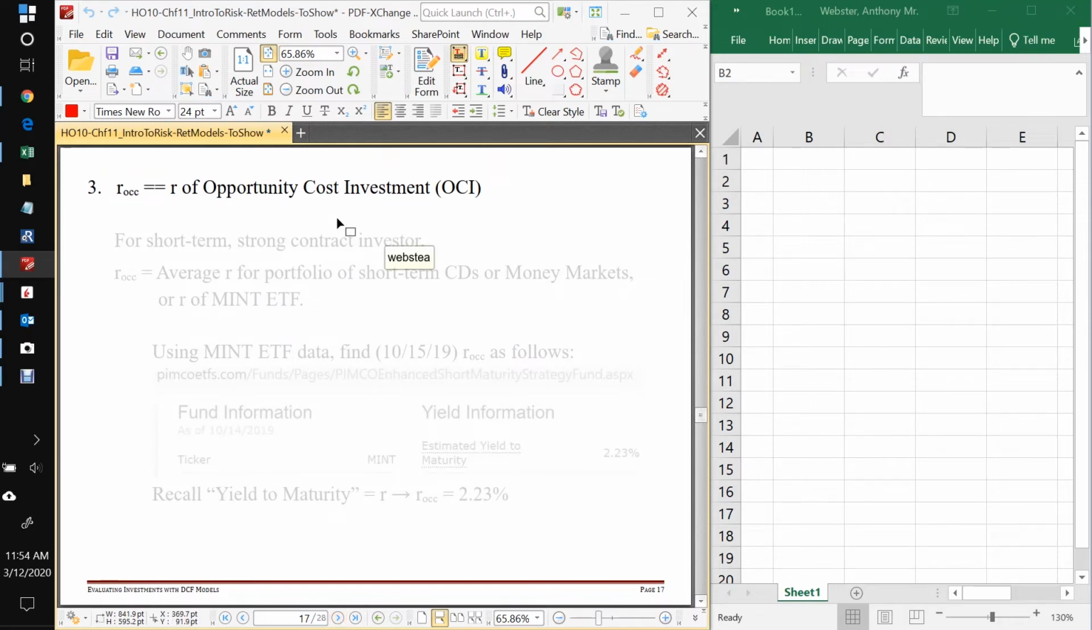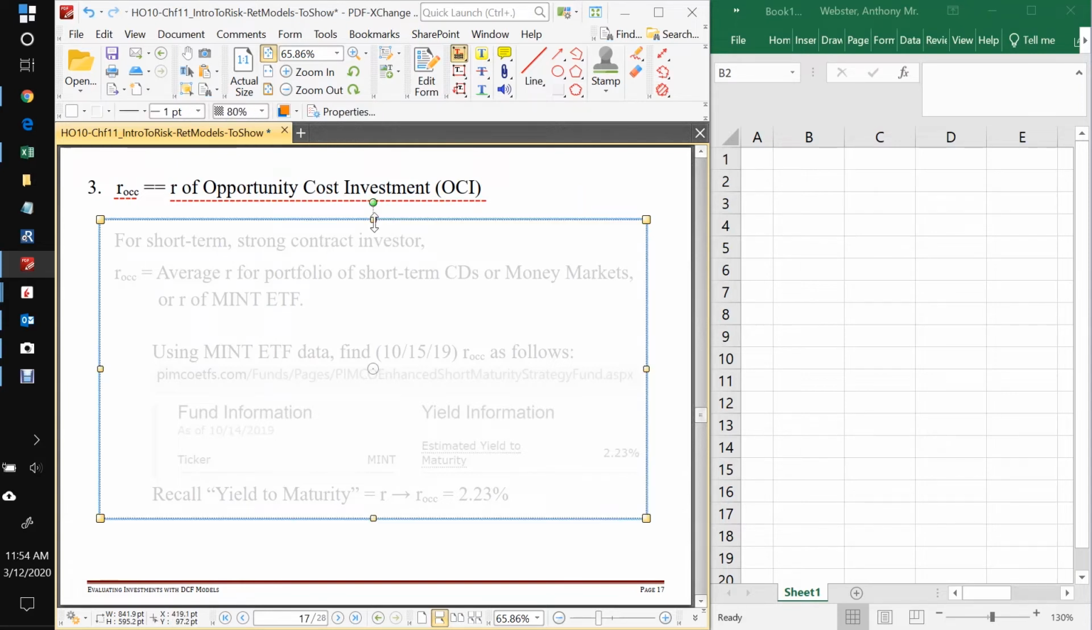So the third step in this model is, of course, finding out our opportunity cost of capital. That's the whole point: this model is going to find for us the opportunity cost of capital given our investment mission. So the third step is really great. Our opportunity cost of capital is simply the compound interest or discount rate or yield to maturity, if we're talking about bonds, of our opportunity cost investment.